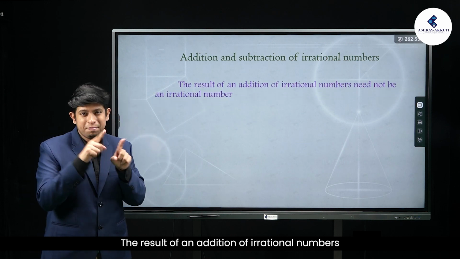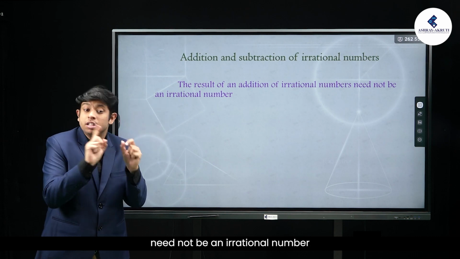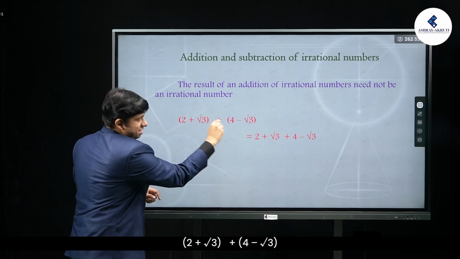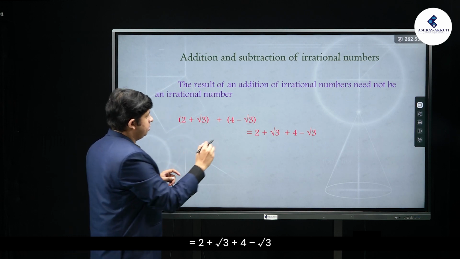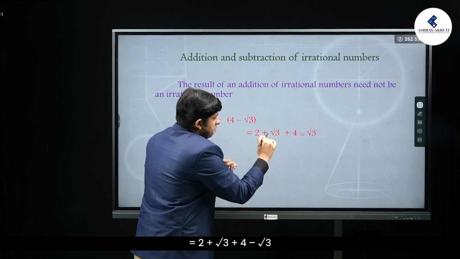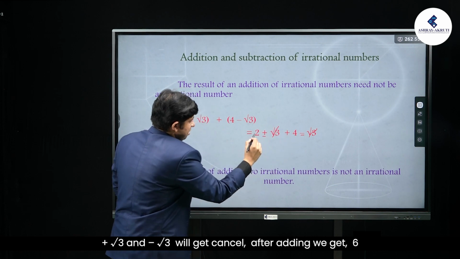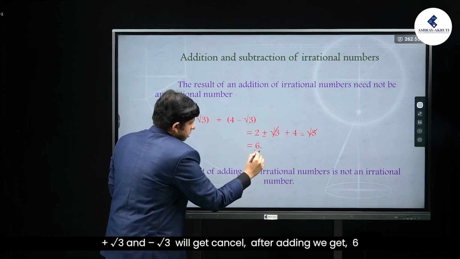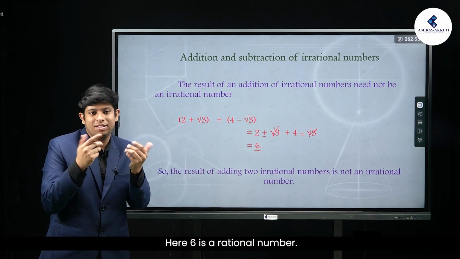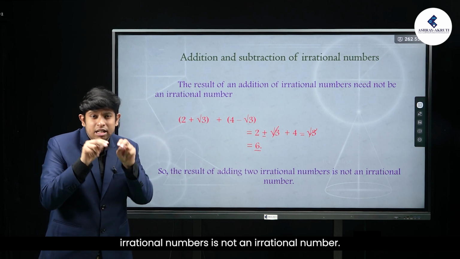Addition and subtraction of irrational numbers. The result of an addition of irrational numbers need not be an irrational number. Take 2 plus root 3 plus 4 minus root 3, which is equal to 2 plus root 3 plus 4 minus root 3. Plus root 3 and minus root 3 will get cancelled. After adding, we get 6. Here 6 is a rational number. So the result of adding two irrational numbers need not be an irrational number.